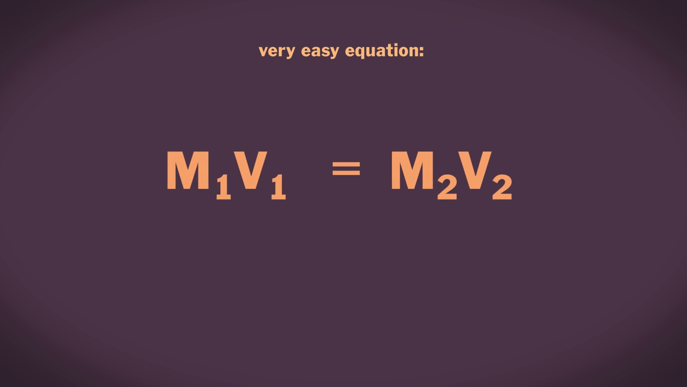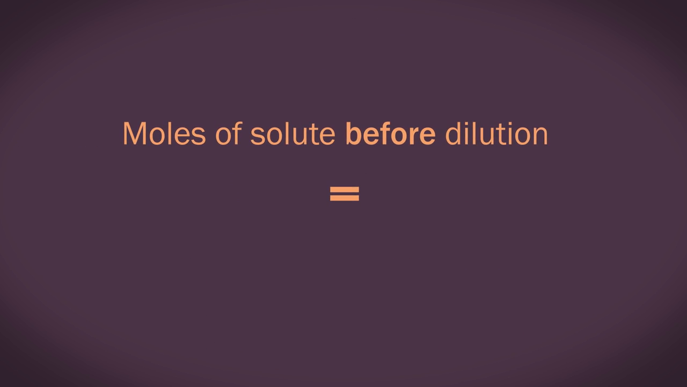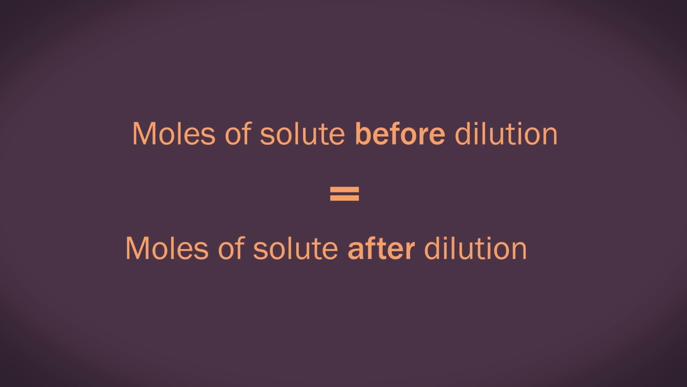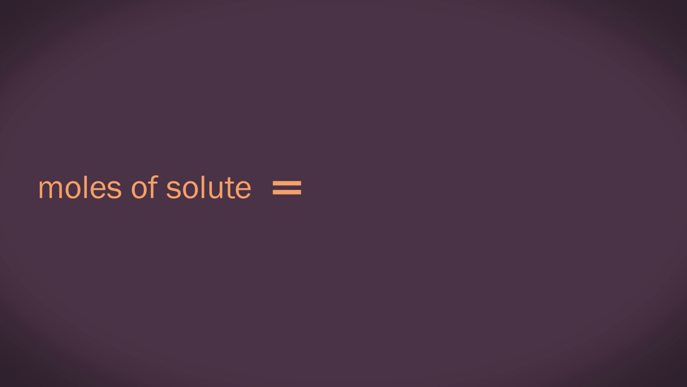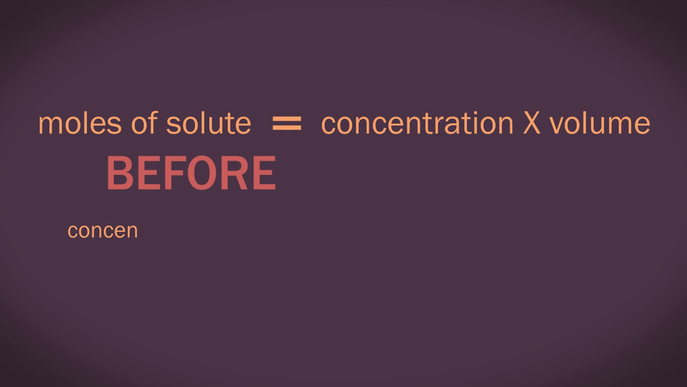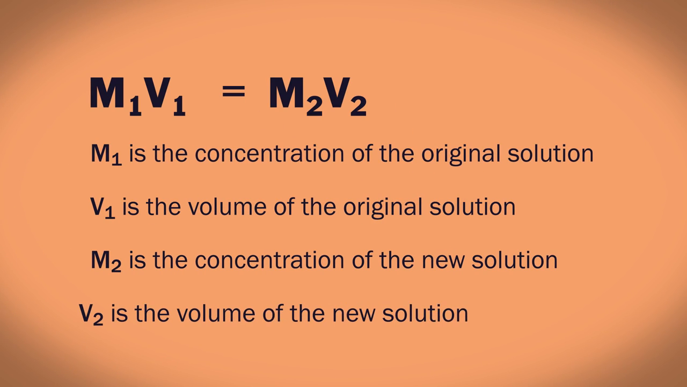Because the moles of the solute stays the same before and after diluting, we can say that moles of solute before dilution equals moles of solute after dilution. And then you should already know that moles of solute equals concentration times volume. We can substitute this in, and we get the concentration multiplied by volume before is equal to the concentration multiplied by volume after, which is what this equation is telling us.